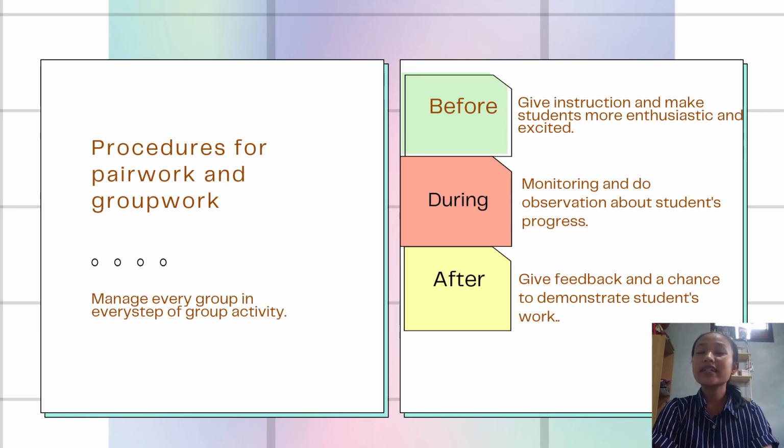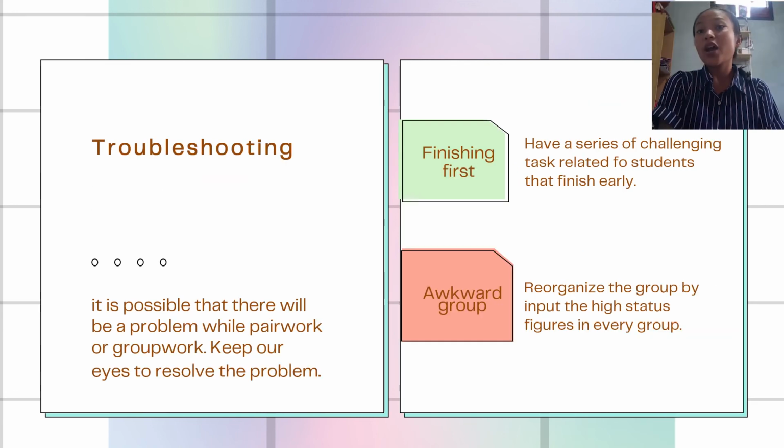So after the group works finish, we can give our feedback and also give all students or groups a chance to demonstrate their work that has been finished. And finally, it is vital to remember that constructive feedback on the content of student work can greatly enhance student future motivation. Well, let's go to the second material, that is troubleshooting.